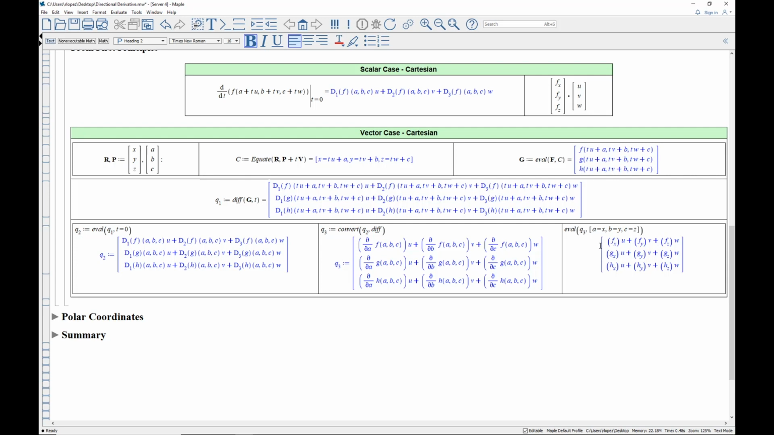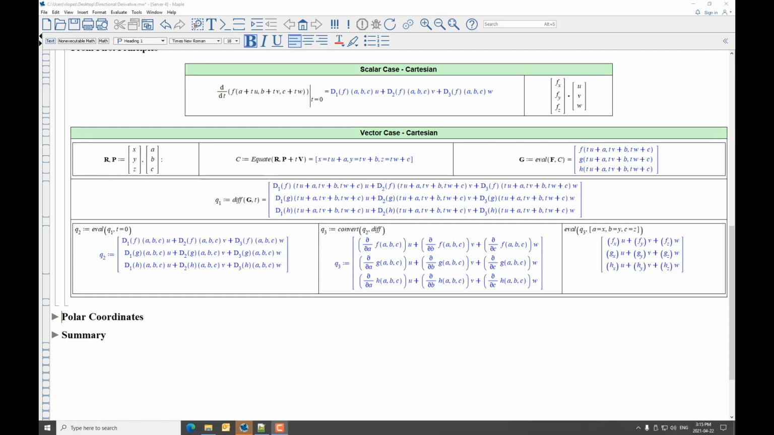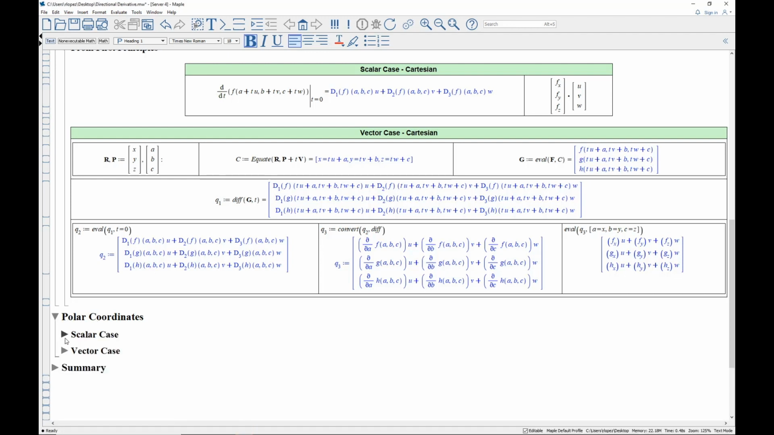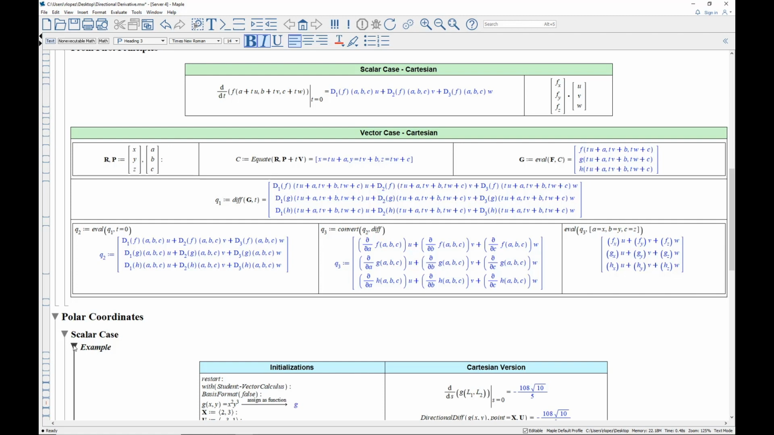apply the gradient to each component and dot that with the direction vector. So the real issue here is, how does this stuff translate over to non-Cartesian coordinates? I picked polar coordinates. We begin by looking at polar coordinates in the scalar case. And there I even begin with an example.